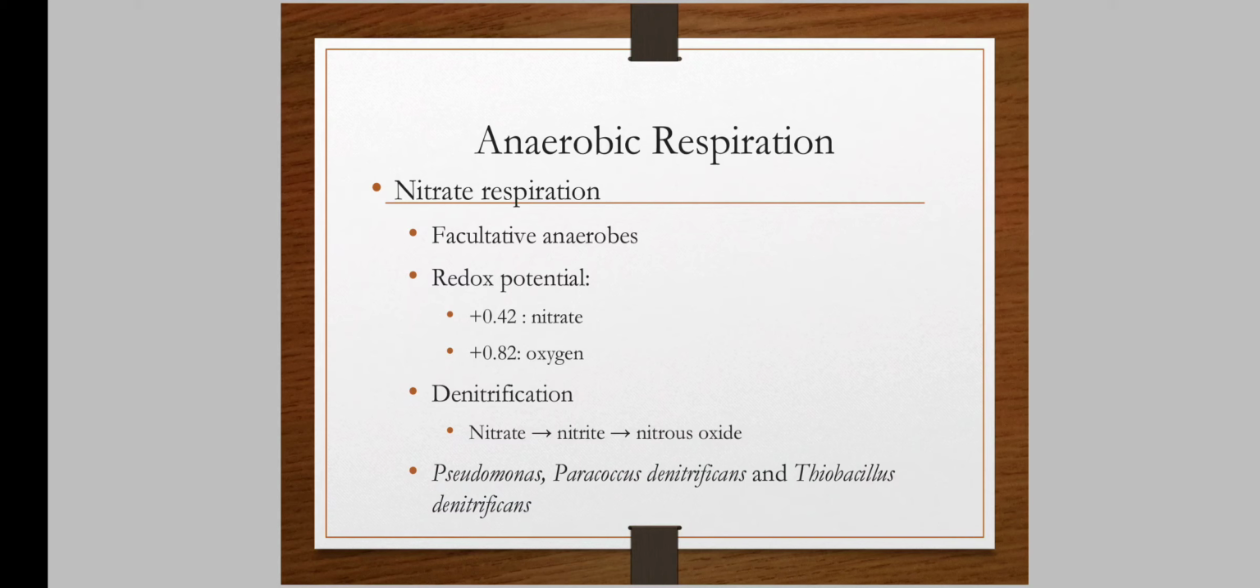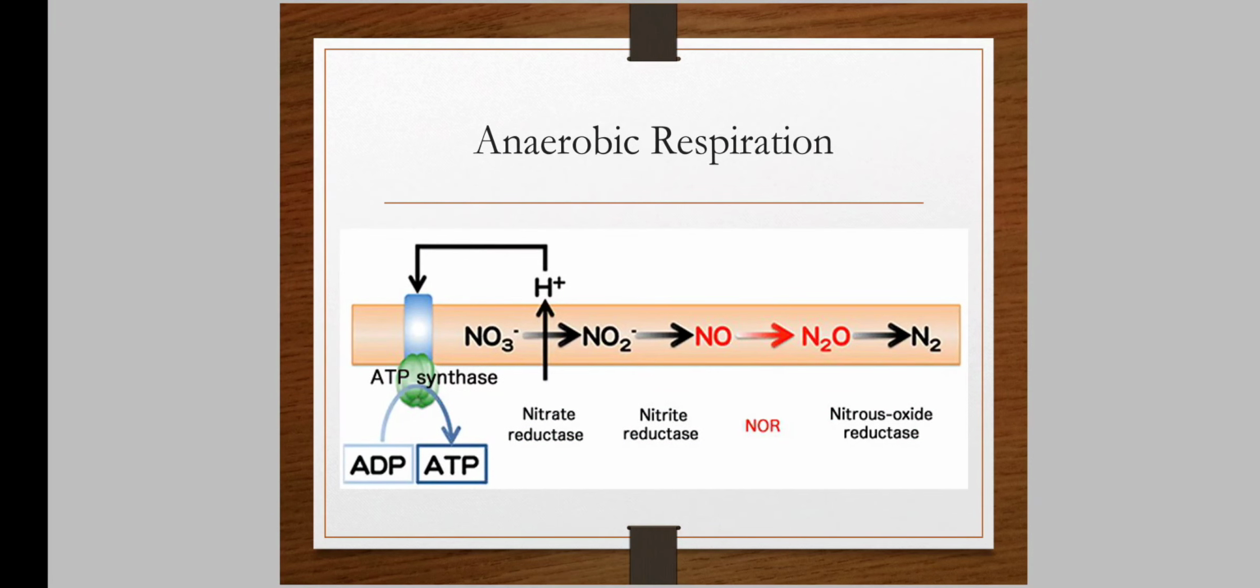So for the denitrifying bacteria, this is the reduction of nitrates, because for nitrate respiration, nitrate is the final electron acceptor. So you reduce the nitrate, and it's called denitrification. Examples of organisms that do this are Pseudomonas, Paracoccus denitrificans, and Thiobacillus denitrificans. So they use nitrates, and that actually helps, as denitrification is an important step in the nitrogen cycle.